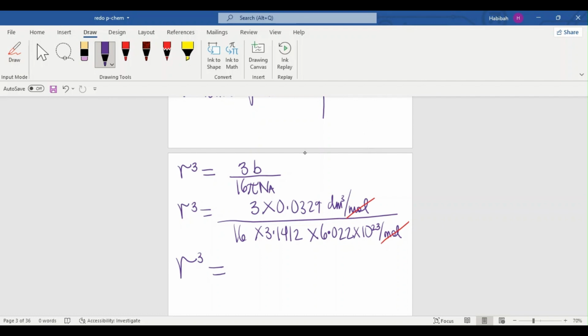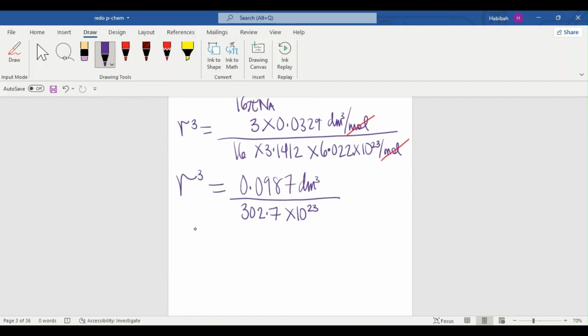When you multiply the numerator, you have 0.0987 decimeter cube. And then you divide by what is in the denominator. You multiply 16 times 3.1412 times 6.022 times 10 to the power of 23. When you multiply that, what you end up with is 302.7 times 10 to the power of 23. Now you put this information in your calculator and do the division. So r cube is going to be 0.0987 dm cube divided by 302.7 times 10 to the power 23.